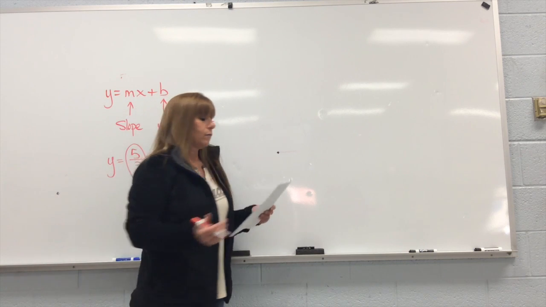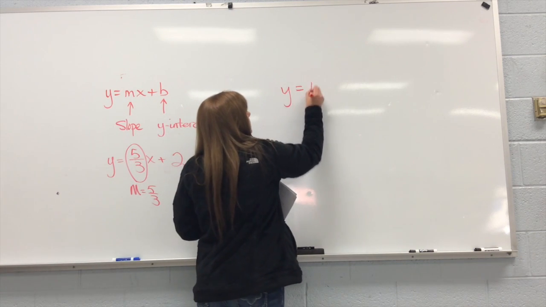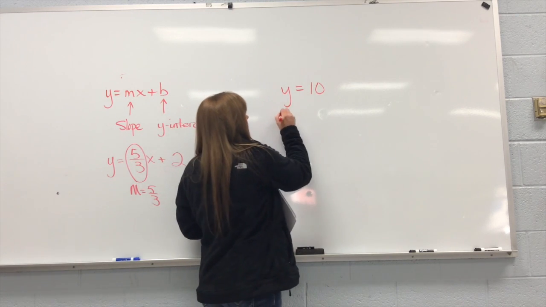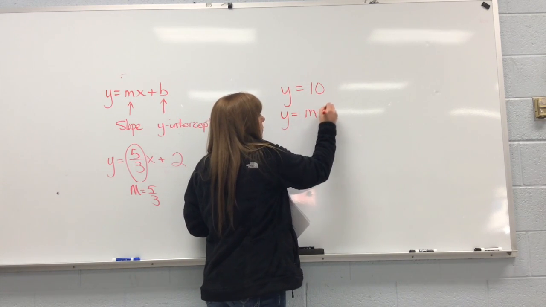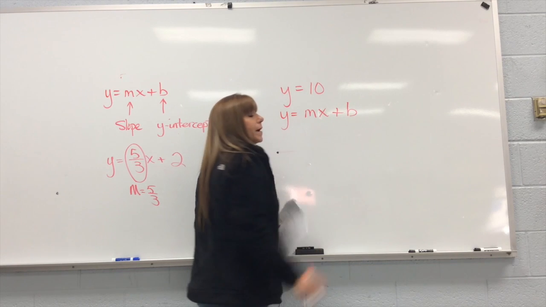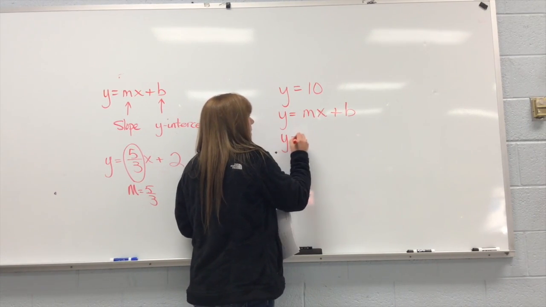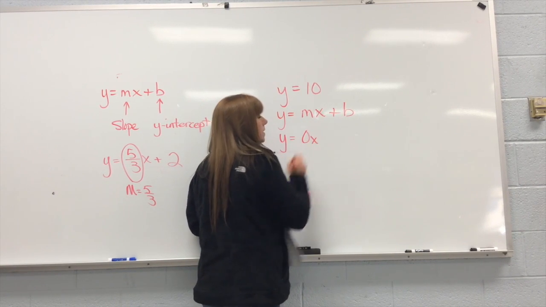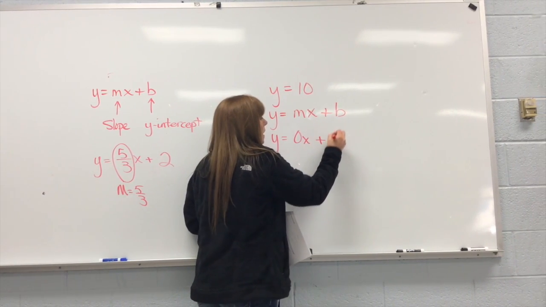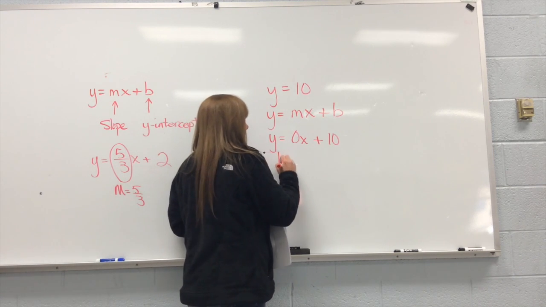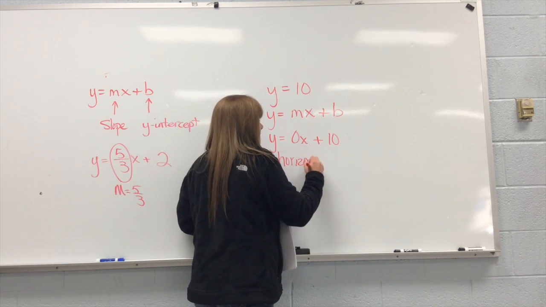Suppose we're given a line y equals 10. Okay, this doesn't quite seem to be in that y equals mx plus b format, but in a way you can consider that it is. It's just that my m is a 0. My b is the 10. So that makes this a horizontal line.